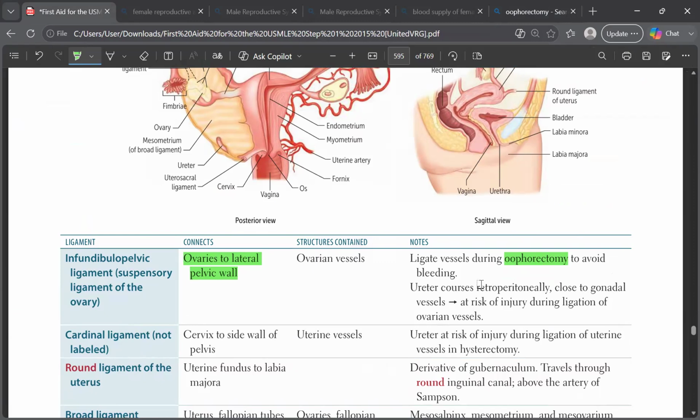Ureter courses retroperitoneally, close to gonadal vessels, at risk of injury during ligation of ovarian vessel. So ureter is present. This is the mesovarium, and the mesometrium are considered the peritoneum. So the ureter courses retroperitoneally outside the peritoneum as well as inside, and it is close to the gonadal vessels. So it is at risk of injury during ligation of ovarian vessels. So we need to protect the ureter while ligation of the infundibulopelvic ligament.